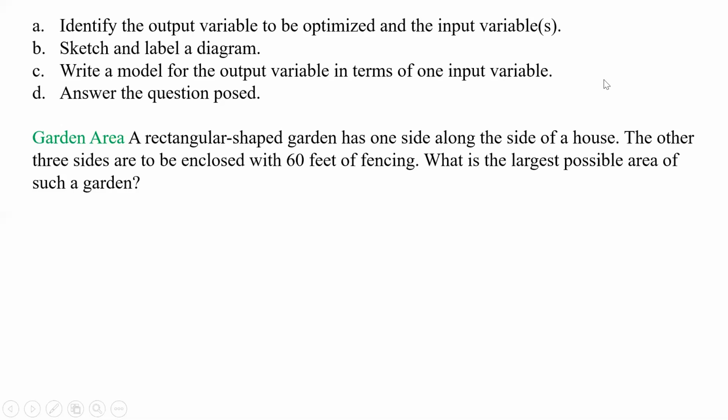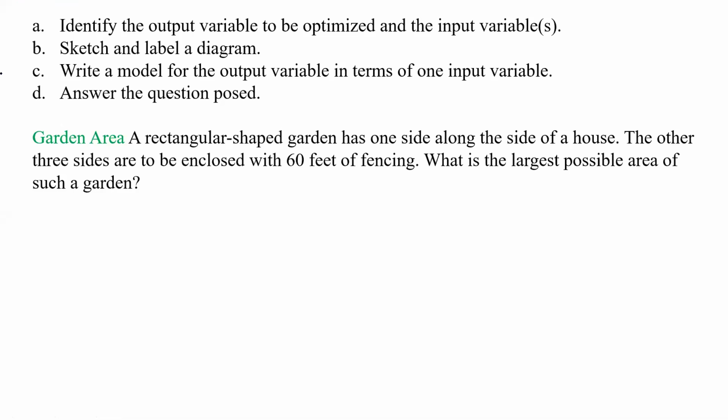All right, so this first one is kind of to ease us into a more difficult problem. So we're going to follow those 4 steps and work our way down and then solve the problem. First, again, identify the output variable to be optimized and the input variable or variables. Then sketch and label the diagram. Then write a model for the output variable in terms of one input variable. And then finally answer the question posed.